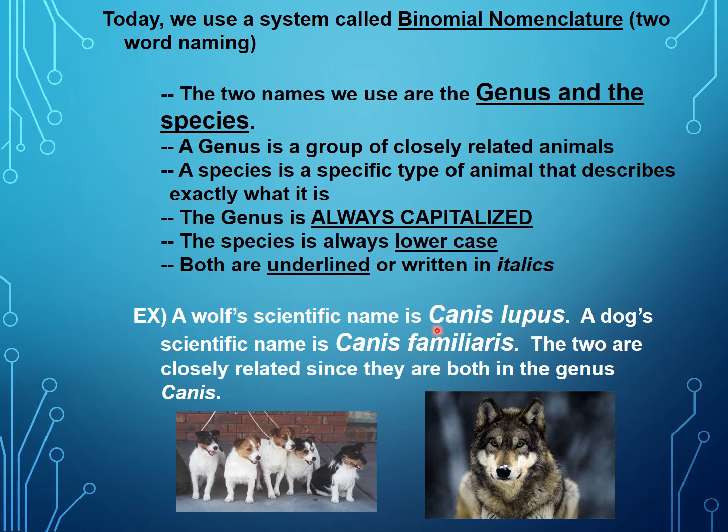Now, if we also look at the genus, we can tell who is most related in an evolutionary sense. So here we have our Canis lupus, and over here we have our Canis familiaris. So they are both in the canine group. Okay, so they have a Canis genus. So that shows that they are closely related in an evolutionary sense.